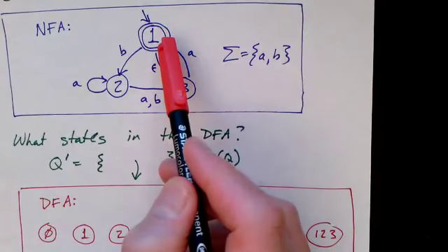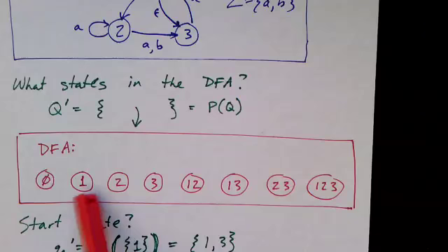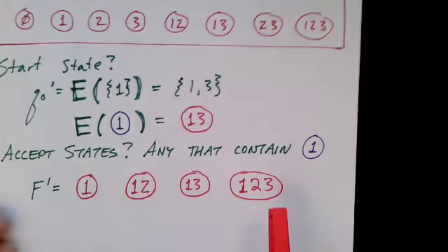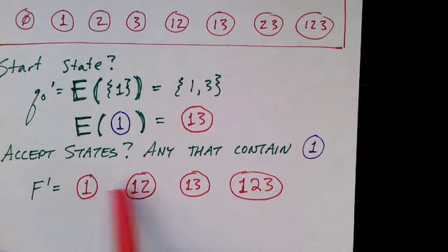What about the accepting state? Well, our accepting state is also 1, so any one of these states that contains a 1 has to be a final state in the machine we're building. So {1}, {1, 2}, {1, 3}, and {1, 2, 3}.